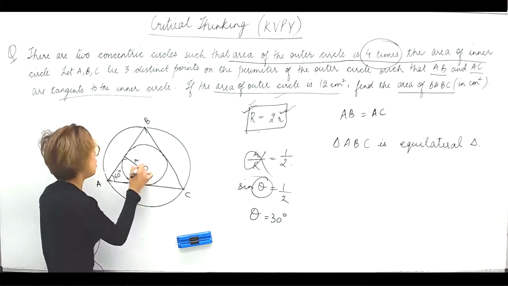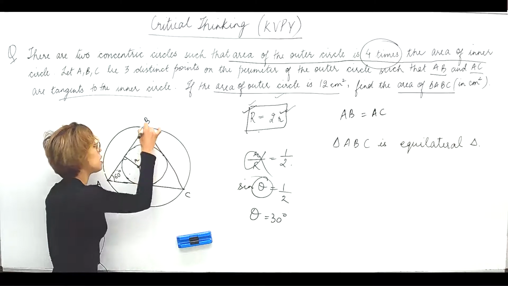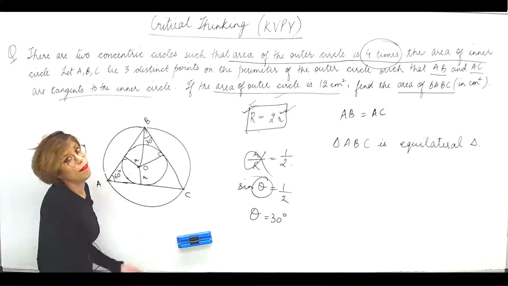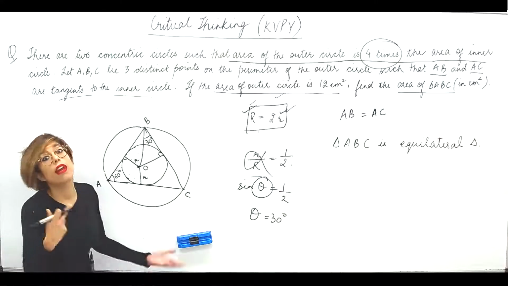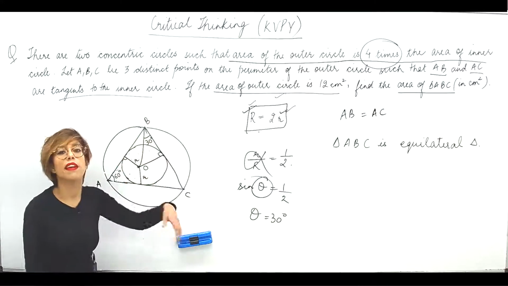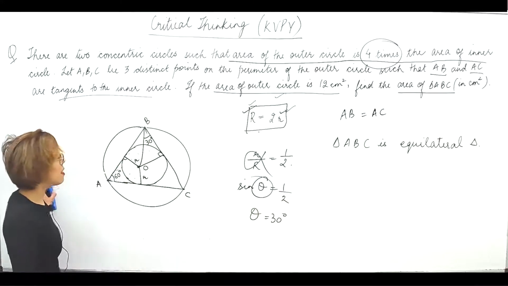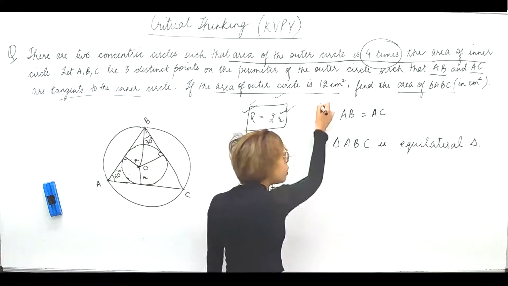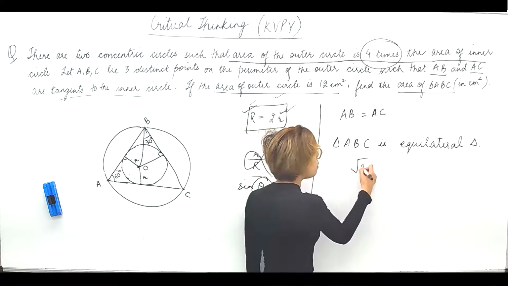Why? Because as you know, if I join this and if I join this, this is 90, this should be 30 degrees. Isosceles triangle. Equilateral triangle. Isosceles by equilateral triangle. Right? So that's it. Now I know that triangle ABC is an equilateral triangle, and I know the area of an equilateral triangle is root 3 by 4.